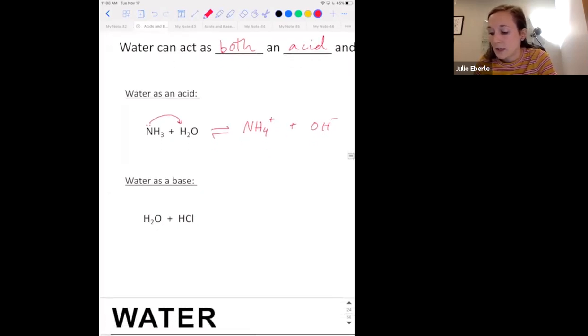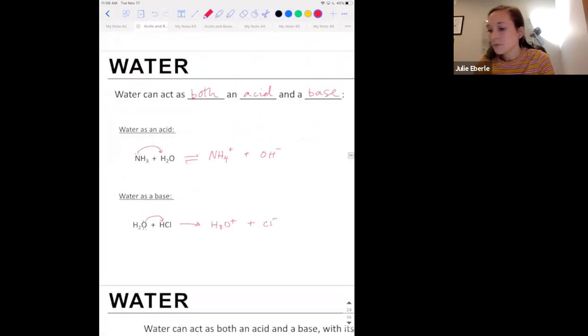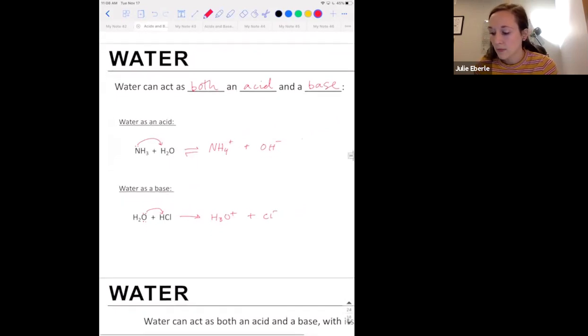It gives a hydrogen away. Water acting as a base, we've got lone pairs on this oxygen. It's going to grab the hydrogen off of HCl, who gladly gives it. This is a strong acid, so single arrow here. And we're going to have H3O+ as our product and Cl-. So there's proof water can do both, if you remember.